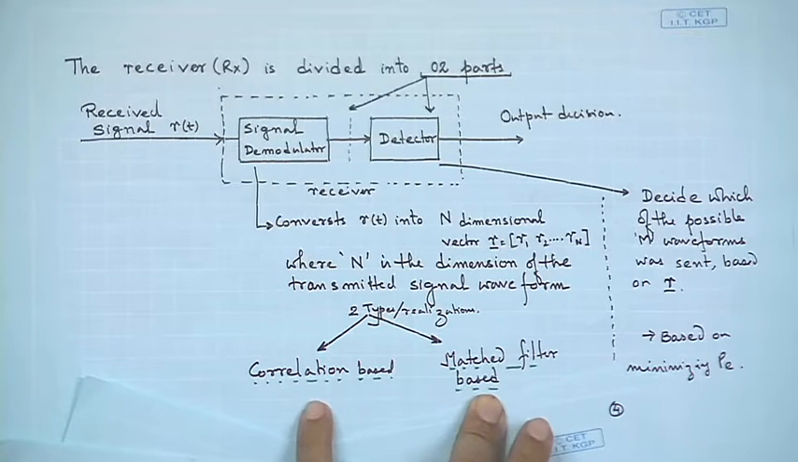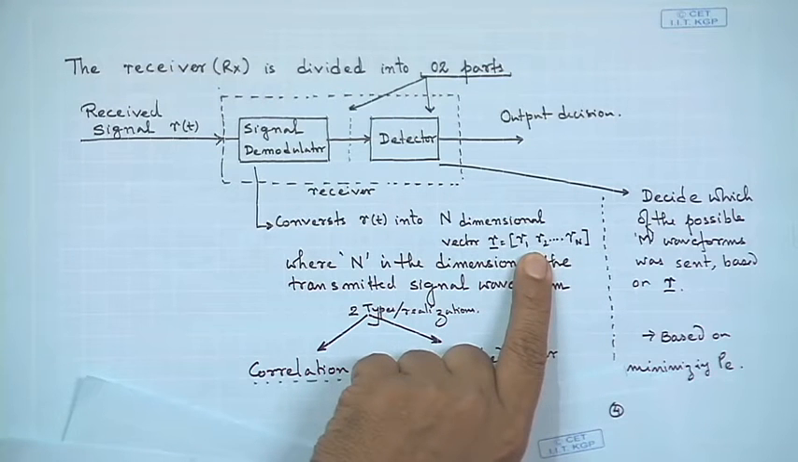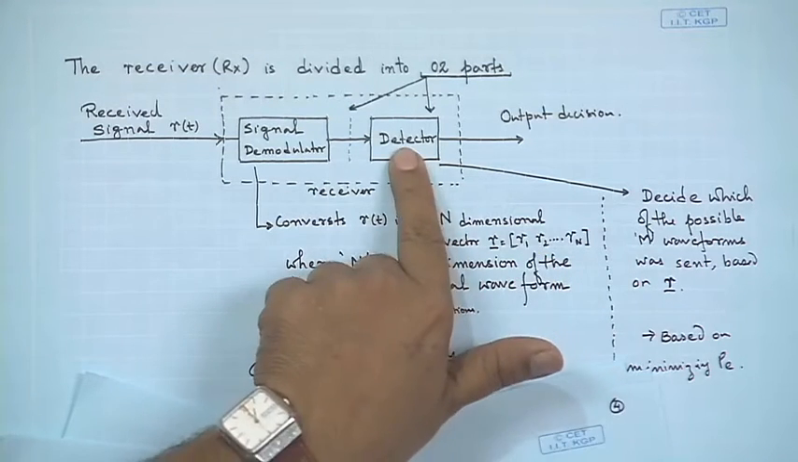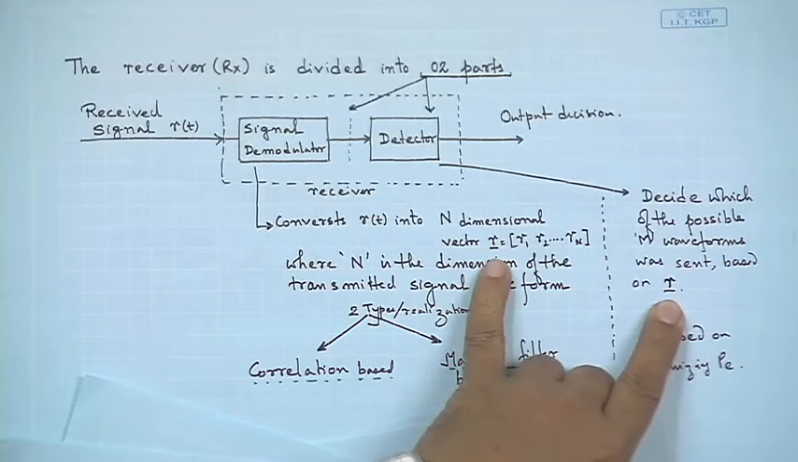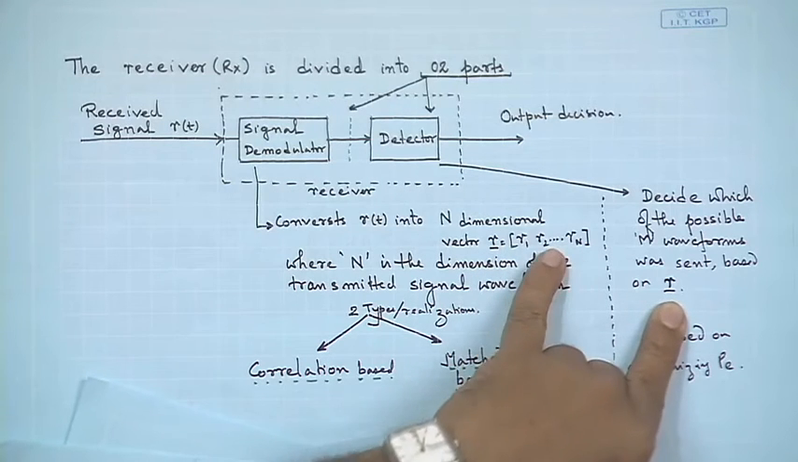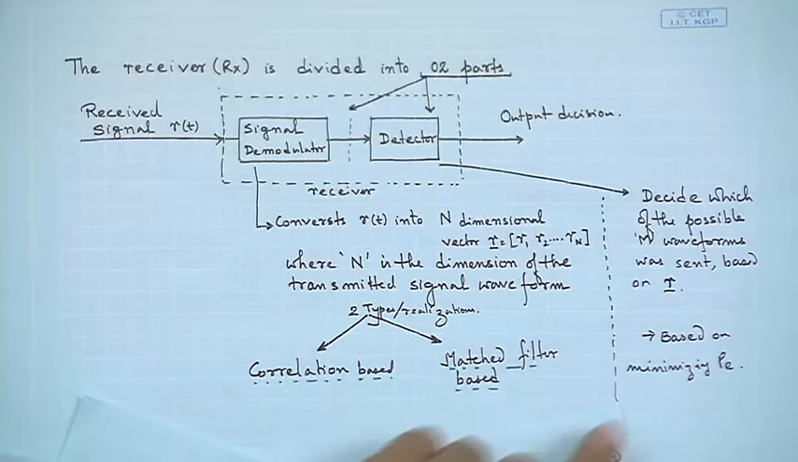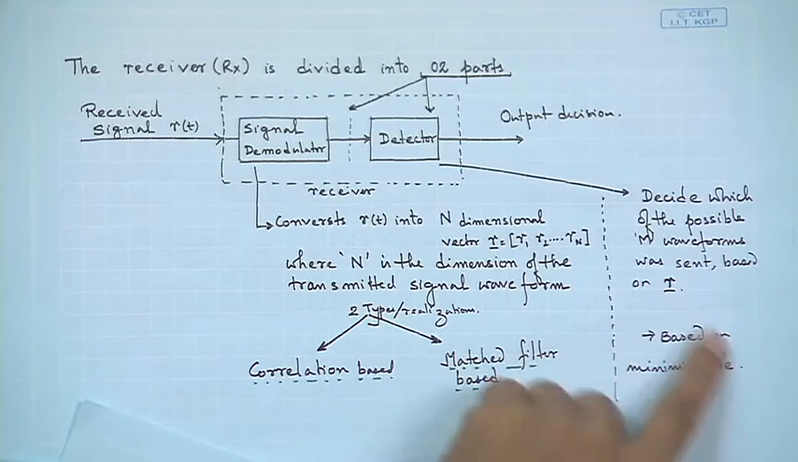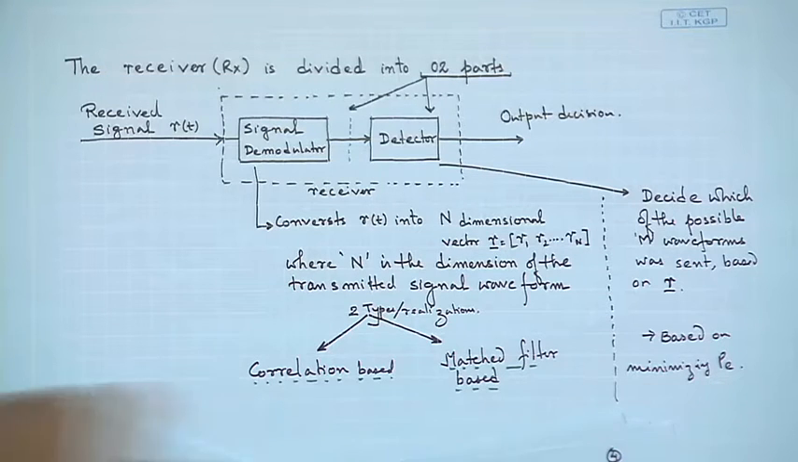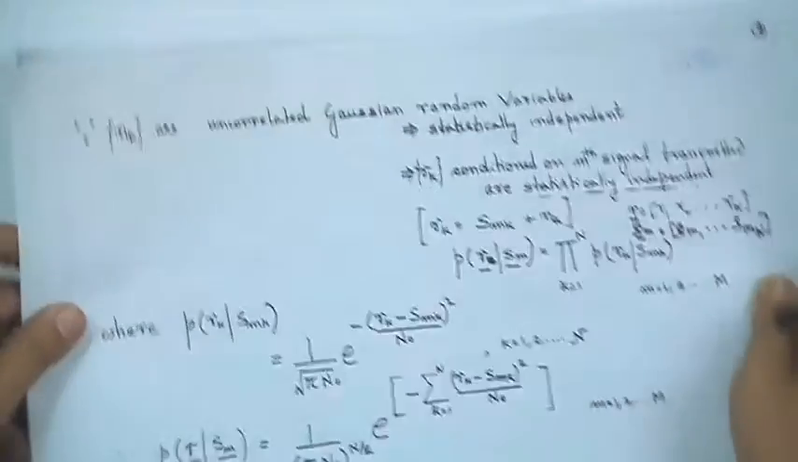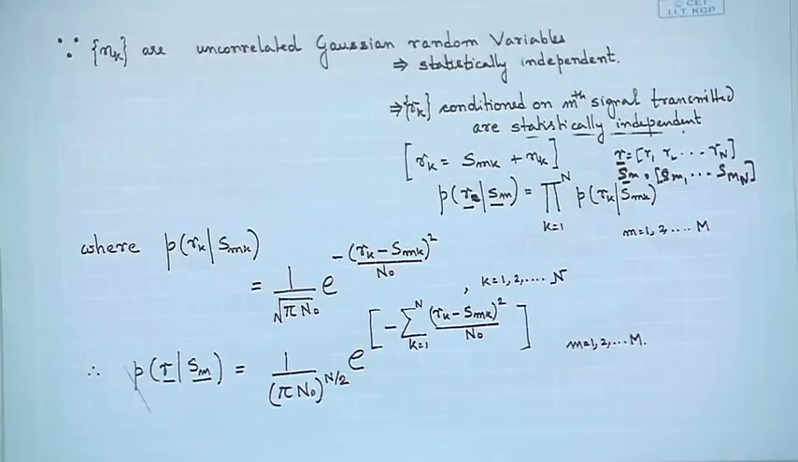Once we are done with these two, we will proceed to use these components in the detector, where we decide which of the possible waveforms was sent based on the vector R. For that we will require the expression for the joint distribution of these components given a particular transmitted signal, and thereby we will design the receiver based on minimizing the probability of error criterion. So, with this we move ahead with our discussion on the different receiver architecture, that is the matched filter.